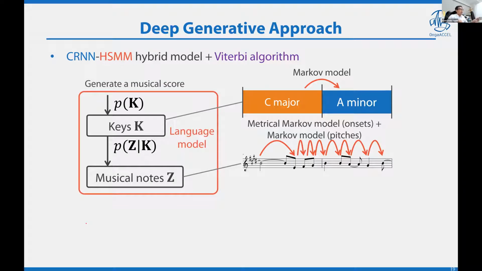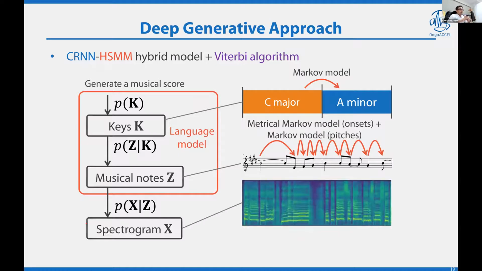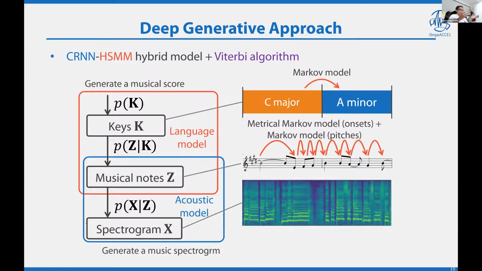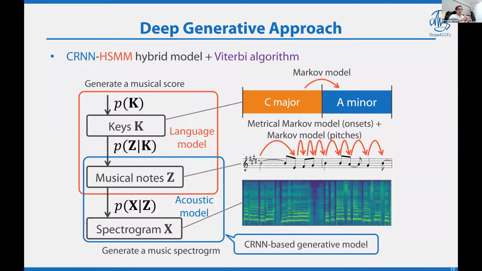And this part corresponds to a language model. Finally, the spectrogram is generated from the determined sequence of musical notes. This corresponds to an acoustic model. However, this acoustic generation process is so complicated that we cannot explicitly represent how the music spectrogram is related to the sequence of musical notes. That's why we have to use a deep neural network to represent the association between the spectrogram and musical notes.